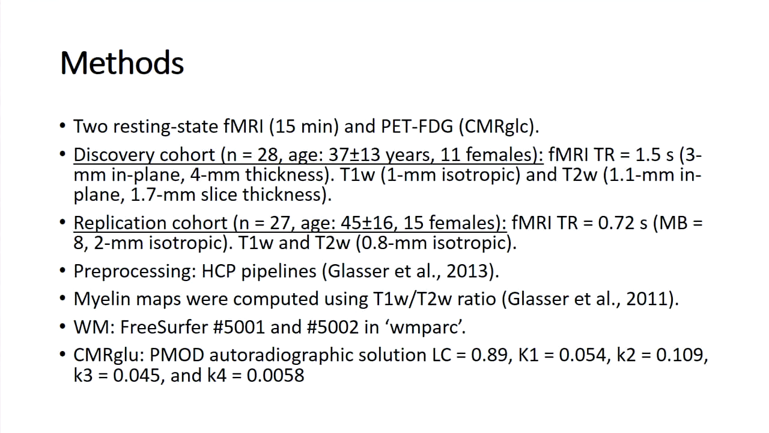For myelination, we used the T1 to T2 ratio as an approximation for myelination, as other speakers also pointed out. Deep white matter structures were identified with FreeSurfer, and we also quantified cerebral metabolic rate of glucose for white matter with the proper parameters for white matter.